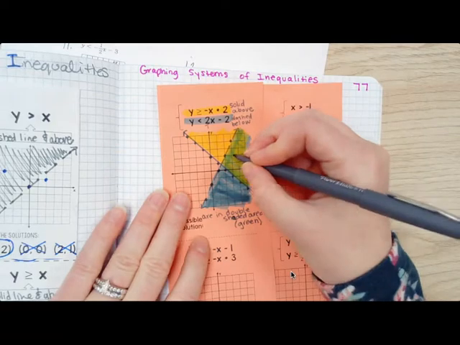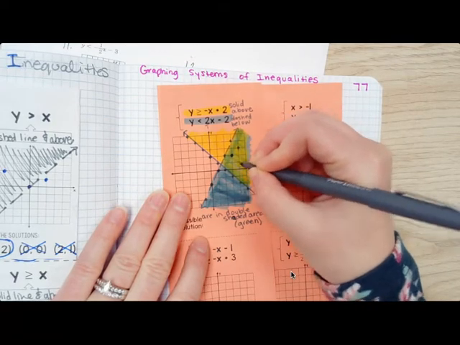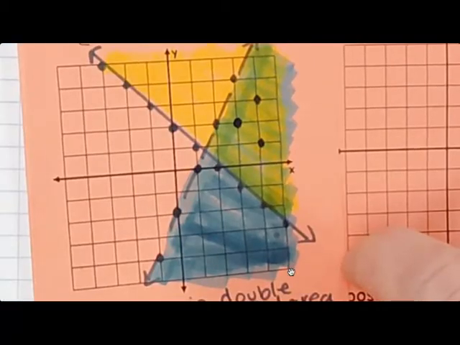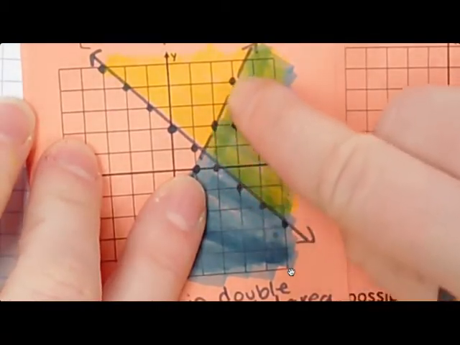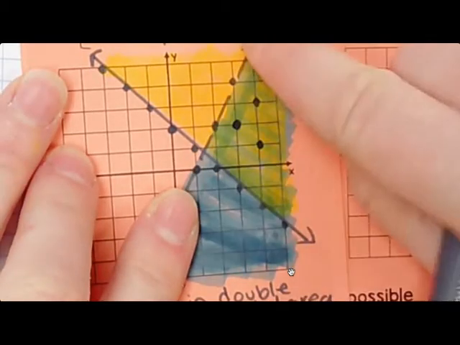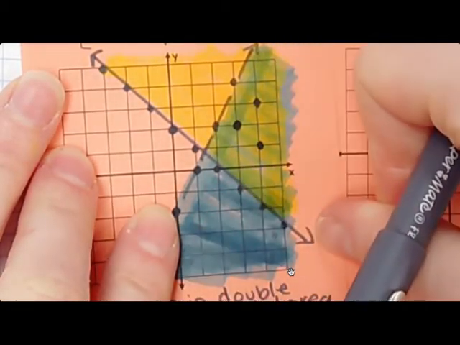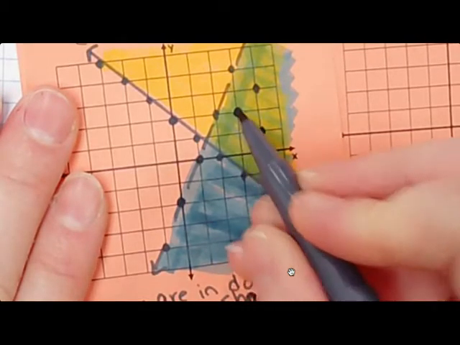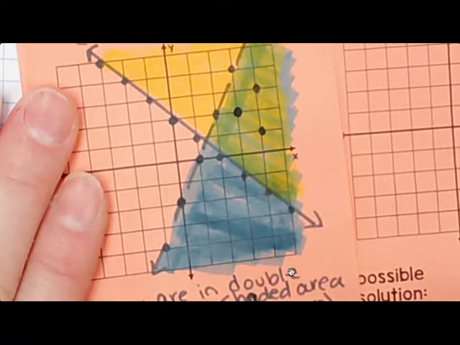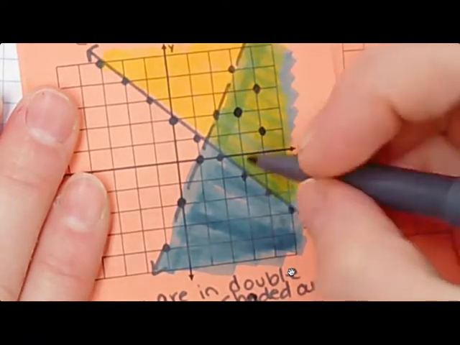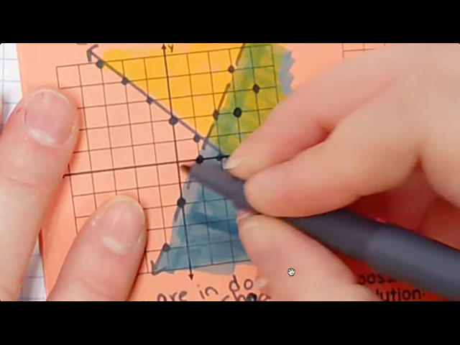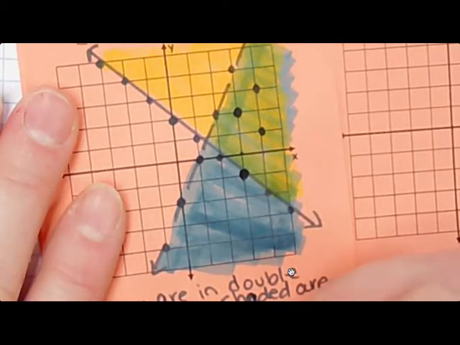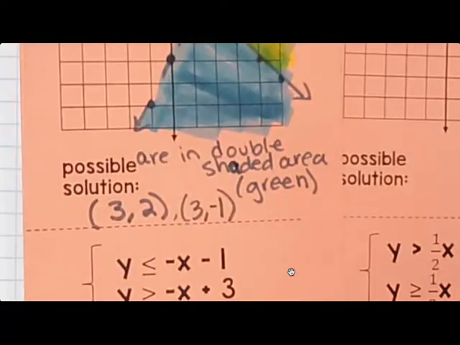Okay, so our possible solutions are any point inside here, right? Any of those points. Can it be on this line, though? This dashed line? No. Can it be on this solid line? Yes. So I'm going to put the point 1, 2, 3, 2. And let's do this point right here. 1, 2, 3, -1. So those are just 2 points. Sorry, you can't see them.